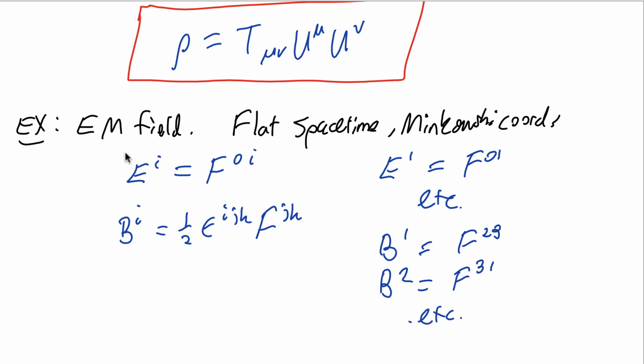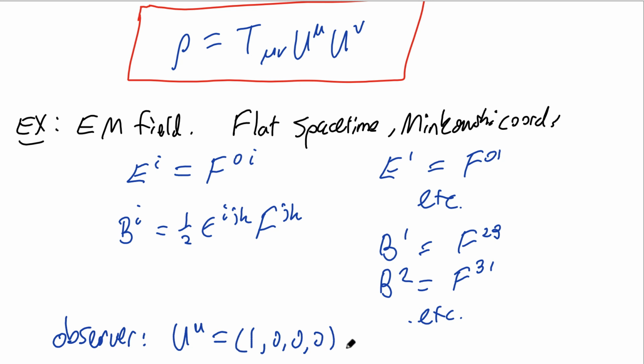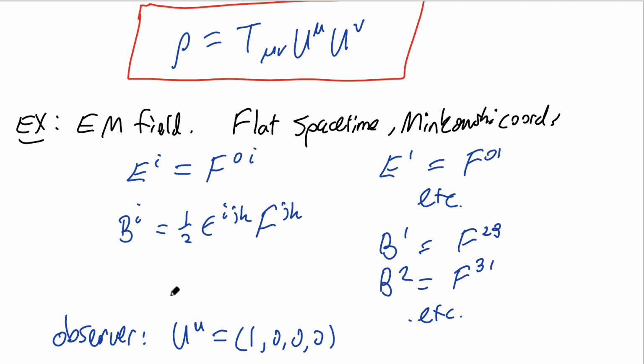Now, these are the electric and magnetic fields as seen by an observer who's at rest in these Minkowski coordinates, at rest in this Lorentz frame. So we'll take for our observer the four-velocity to be just 1, 0, 0, 0. So we can think of this observer as traveling right along the t coordinate axis in the Minkowski coordinate system. Now let's insert this into our definition for the energy density.